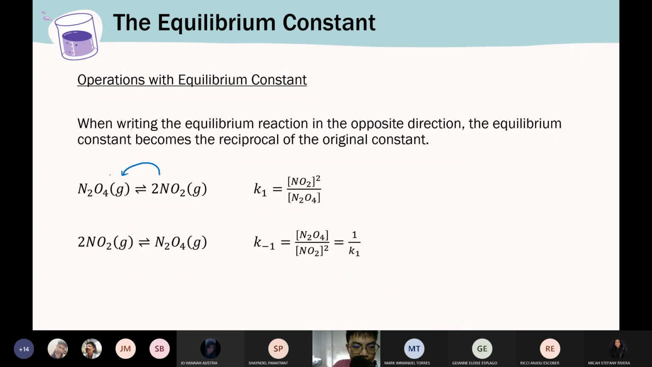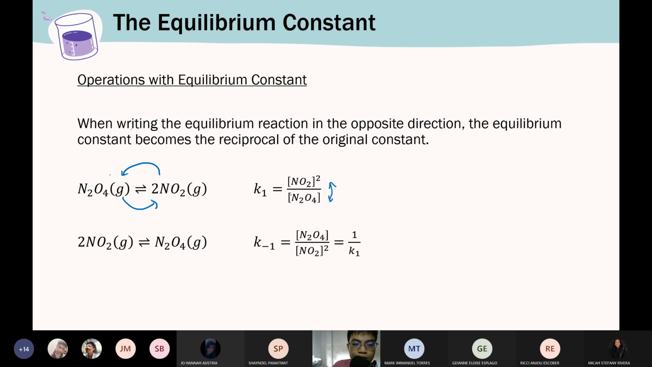If you try to switch them, edi magiging ganito. Yung NO2 nasa left side, yung N2O4 nasa right side. What will happen to your K? K becomes, yung N2O4 nasa numerator na siya, yung NO2 nasa baba na. So basically, na-flip lang din yung fraction natin.